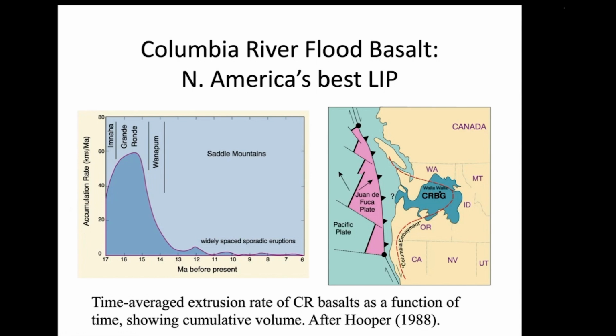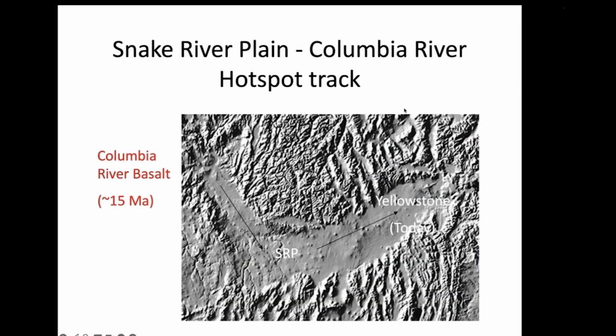So here is the hotspot track. This is called the Snake River Plain. This is a topography map, and what you can see is here we've got all kinds of structure in the basement, and Yellowstone is here, and the hotspot track starts over here with the Columbia River flood basalt and goes like that.